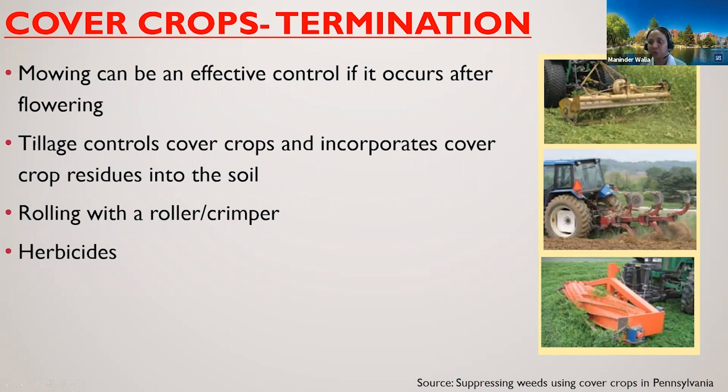Another practice is rolling with the roller crimper, which can effectively control some cover crops, especially when rolling occurs after the cover crop has begun to flower. It is most effective on the winter annuals once they begin flowering, but less effective on the legumes and not very effective on the perennials. And herbicides, as we all know, can provide effective control of the cover crops, but product selection and application timing are important. So make sure you consider those things before you start seeding the cover crop.